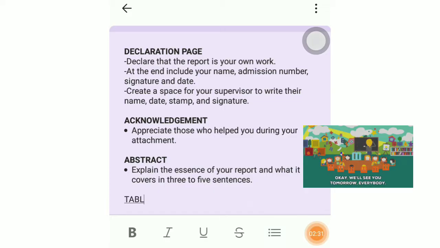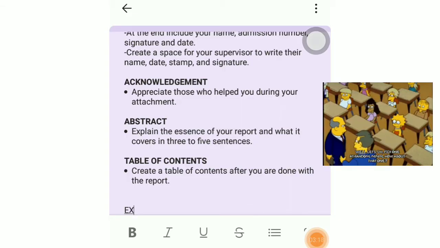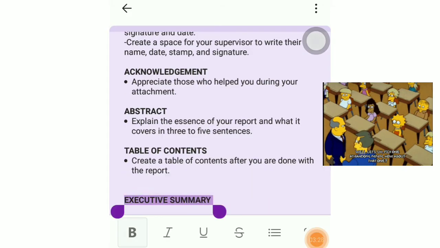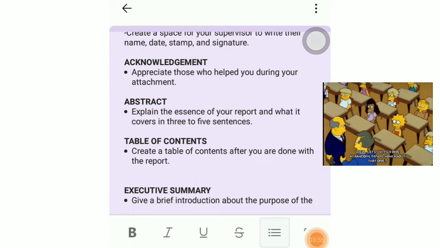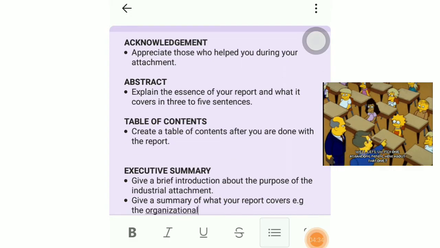And then the next thing we can look at is the table of contents. Table of contents is usually created once you are done writing everything. So you have to create a page for it. And then after that, we are going to the executive summary. So basically, the executive summary, you're supposed to give a brief introduction of the attachment, and then afterwards you're supposed to give a summary of what your report covers.